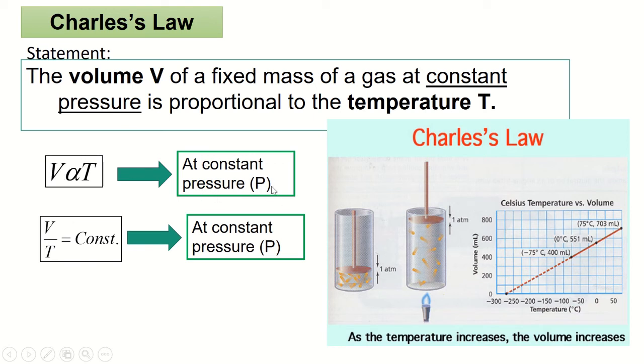At constant pressure, the pressure of the gas must be the same, constant, not changing. So if the temperature is doubled, the volume will be doubled. If the temperature is half, then the volume will be half. So in the same order it will change. If the temperature goes to 1/4, the volume will be 1/4. If the temperature goes 5 times, the volume will go 5 times. But this will happen when this condition is met.